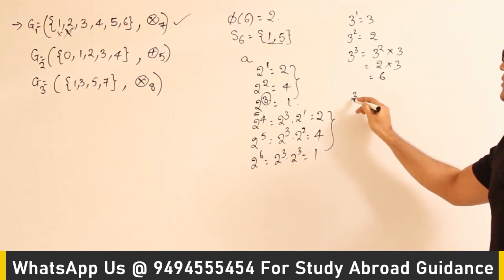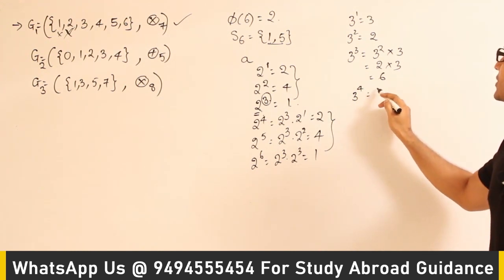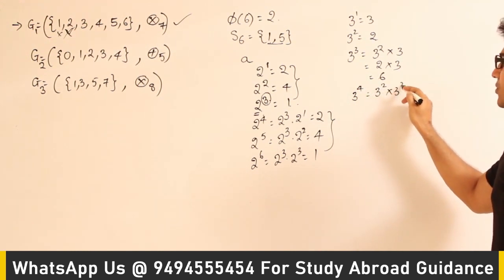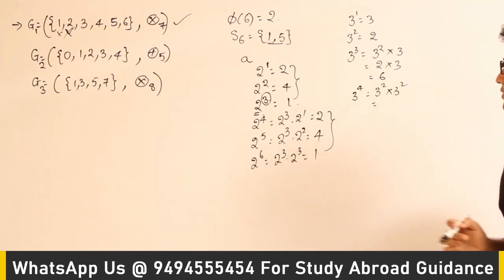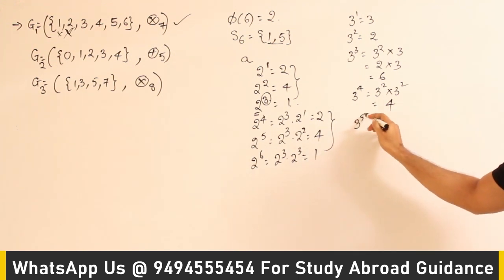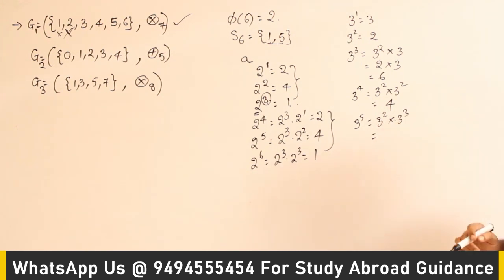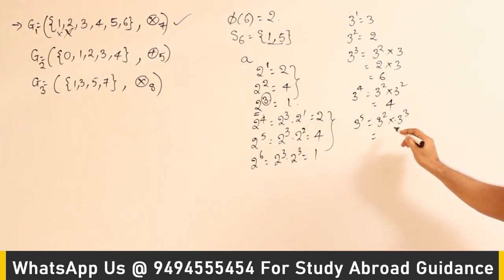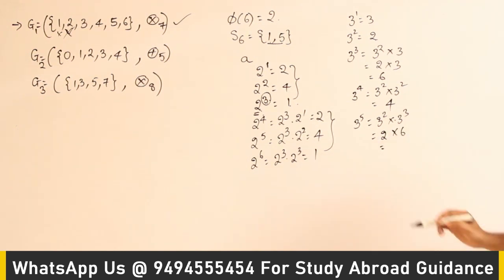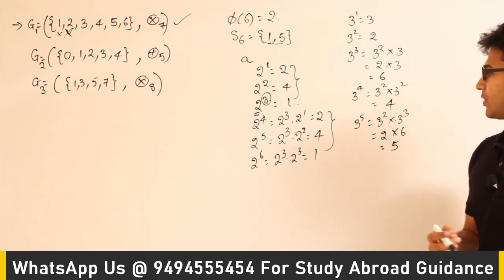Okay. And then 3 power 4, you can write it as 3 square into 3 square. You can write it any way, right? But then this multiplication is 3 power 7, which is nothing but 4 here. And 3 power 5, you can write it as 3 power 2 into 3 power 3. This multiplication is mod 7 multiplication. And we know that 3 power 2 is 2 and 3 power 3 is 6. It is 12. And 12 means you are going to get 5 here, isn't it? So when you divide 12 with 7, the remainder is going to be 5.